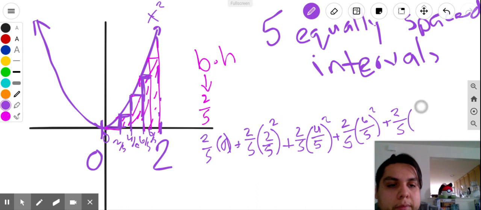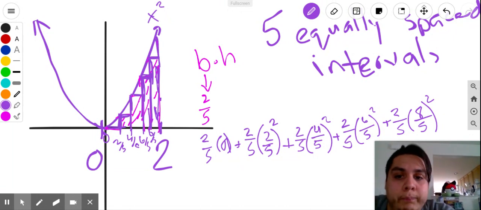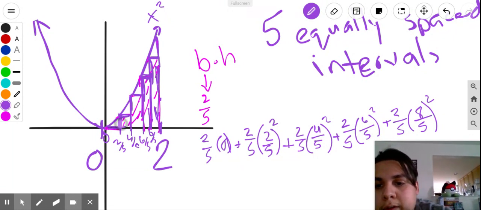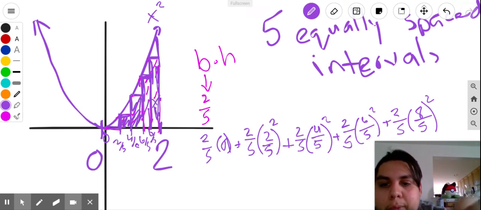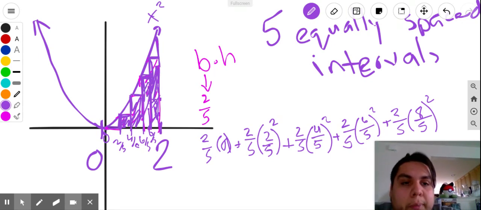2/5 times 8/5 squared. So this last one going all the way up and then going over, right? That'll be where my area is located in these purple boxes here. That's what these numbers I'm going to get will represent. I'm hoping my touchscreen doesn't break or stop working.